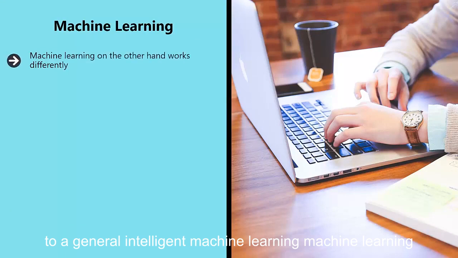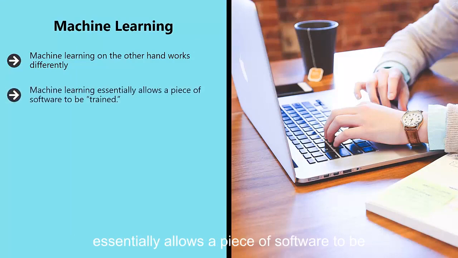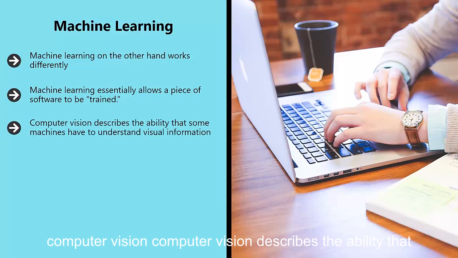Machine learning, on the other hand, works differently. Machine learning utilizes huge data sets in order to gain surprising and almost frightening capabilities. At its core, machine learning essentially allows a piece of software to be trained. An obvious example of this would be computer vision. Computer vision describes the ability that some machines have to understand visual information.